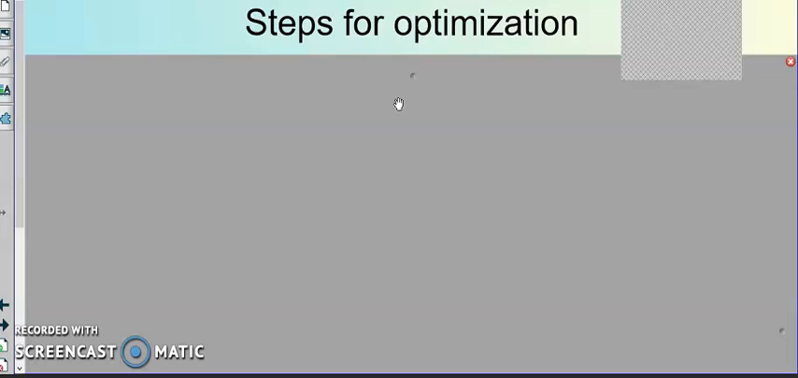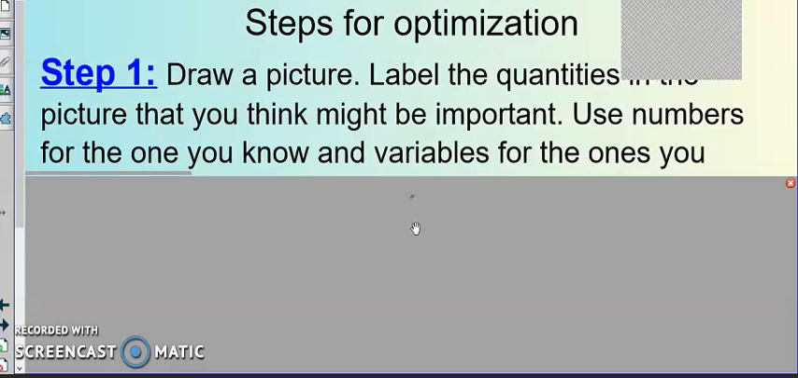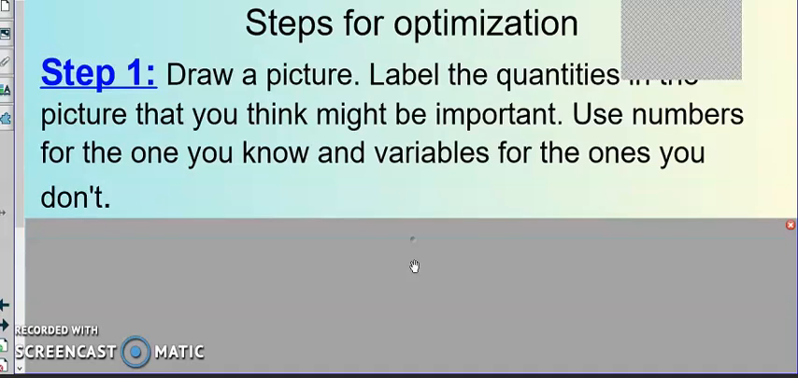So here, our steps to optimization, there's 4 of them. The first step is, once you've actually read the problem and you kind of gauge what's going on, you say, okay, let's draw a picture. Let's draw a picture to say, okay, this part's here, and then we label it. So if it's a quantity that we know, we're going to put the number there. If it's a quantity that we don't know, we put a variable in that spot.